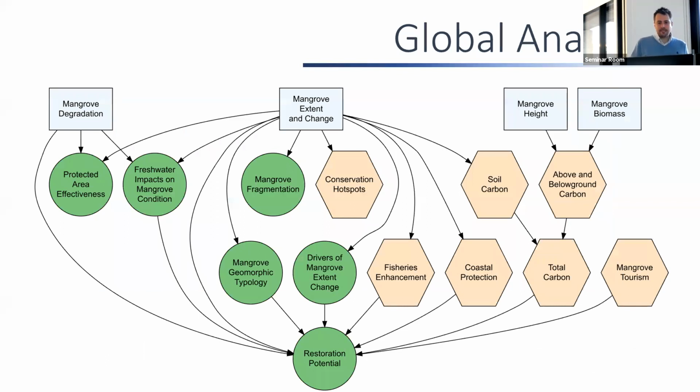Okay, so I'm going to go back to this diagram. We've looked at these blue boxes across the top, and these relate to those foundational data sets. I now want to go on to the green circles and talk about some of the things that we can develop based on those analyses.